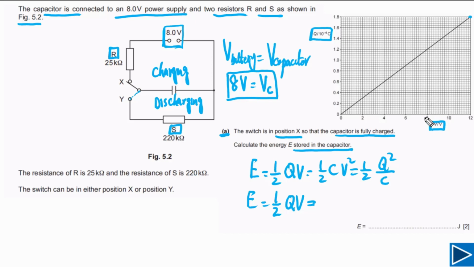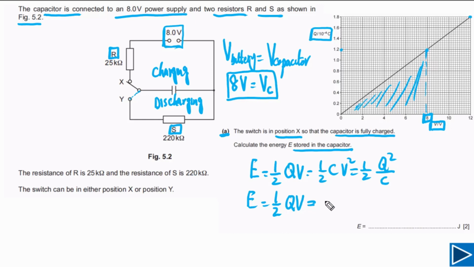In this graph, you can see this is the 8, and this is the value of potential difference across the capacitor when it is fully charged. So we have the value of V, and the value of Q is 1.2. So simply you can say you just need to calculate the area under this line.